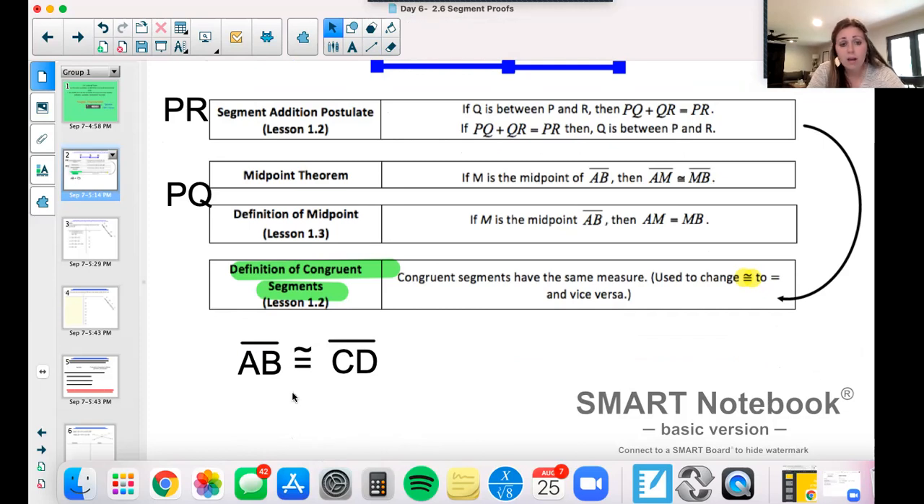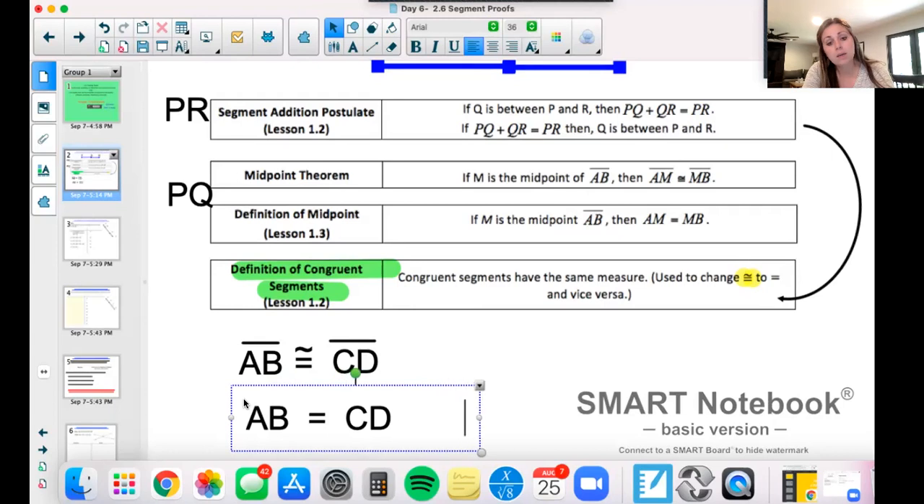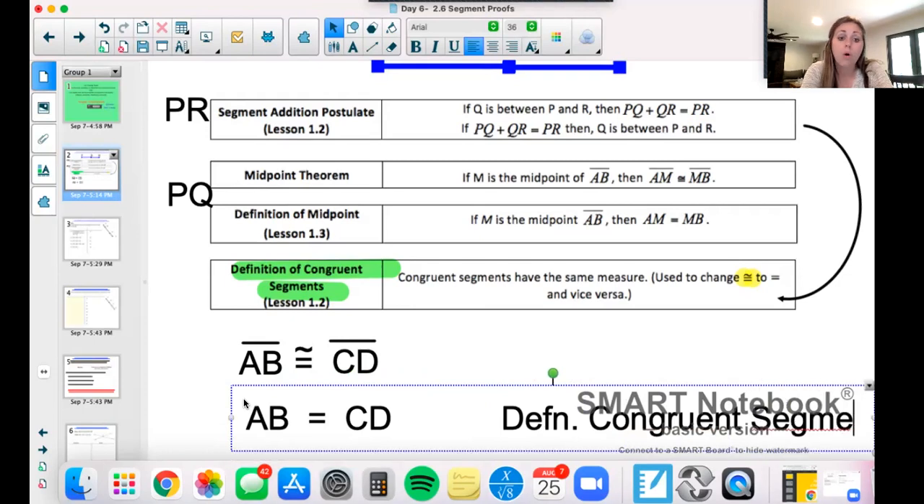Okay. But if I want to add anything to segment AB or subtract anything, if I want to manipulate its numerical measurable value at all, before I do anything else, I have to say, instead of segment AB is congruent to segment CD, I have to change or convert it, if you will, to the measure of AB is equal to the measure of CD. And the only way that I can make that statement is by the definition of congruent segments. Or if you want to shorten it, just the definition of congruency.